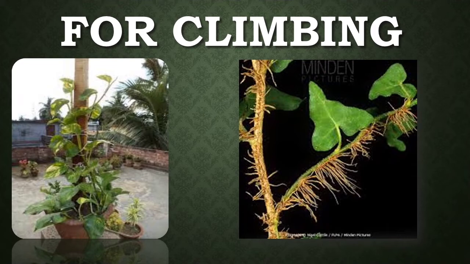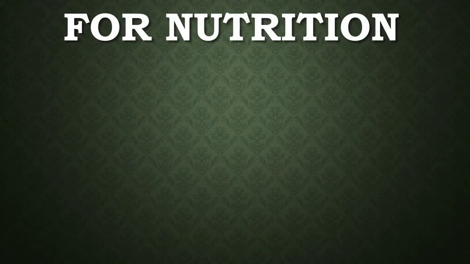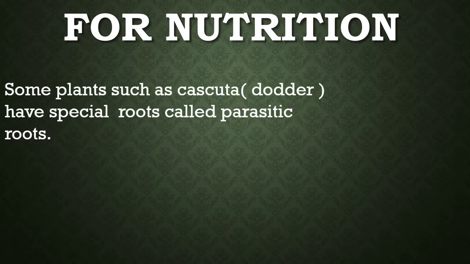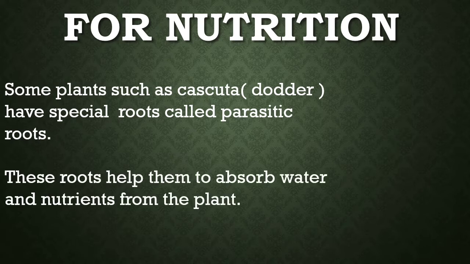For climbing, money plant and ivy plant have climbing roots. These roots help the plant stick on the walls and climb up. For nutrition, some plants such as Cuscuta and dodder have special roots called parasitic roots, arising from their stem, that help them to absorb water and nutrients from the host plant.